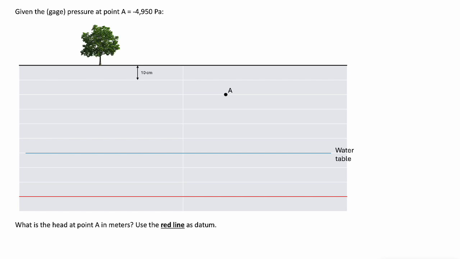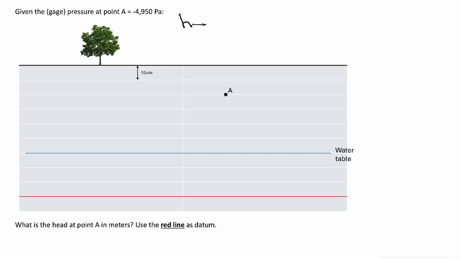Okay, turning to the next problem, it looks real similar to the last one. So we have to determine the head at point A and compare it to the water table. The gauge pressure now is negative 4950 pascals, and we are to use the red line as the datum. So first, let's write down the equations we'll need.